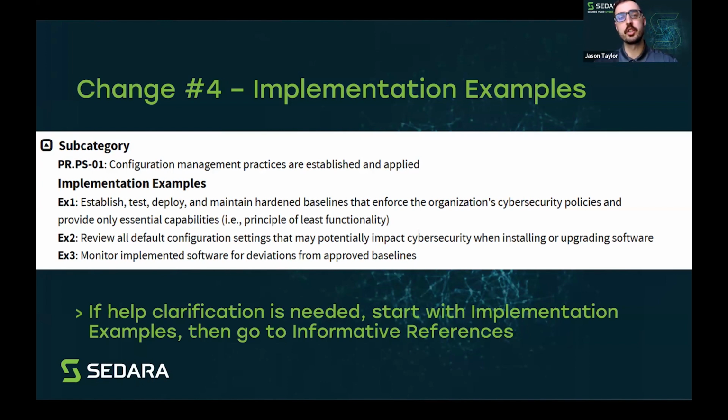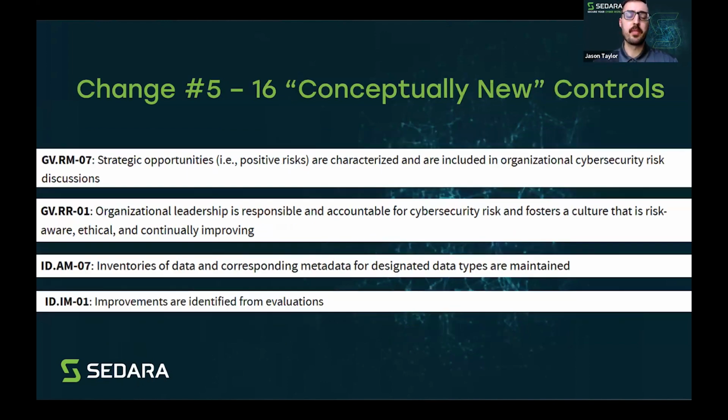What about the fifth change? Well, NIST says that there are 16 brand conceptually new controls in the NIST CSF 2.0. I'm not trying to disagree with NIST here, but if you were to read those 16 conceptually new controls, and if you were a longtime reader or practitioner of the NIST CSF, I'm not sure you would actually be surprised by 16 different controls. If you're a longtime practitioner, I think you might be surprised by the 4 on the screen here.